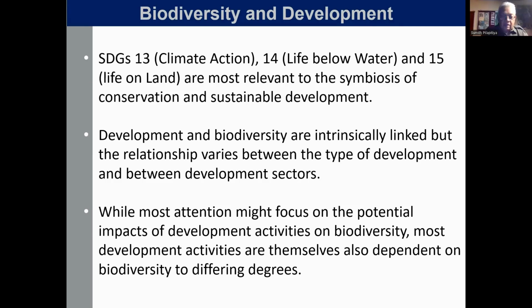While most attention might focus on the potential impacts of development activities on biodiversity, which is something that we all focus on, what are the impacts of this development on biodiversity? But most development activities are themselves dependent on biodiversity. The development activity cannot take place if there is no biodiversity in the country, right? And that dependence varies depending on the sector.